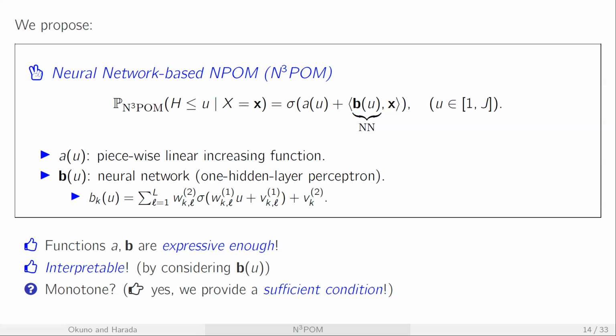In addition, as you can see in this model, the N3POM is interpretable. We consider only the inner product between the coefficient B(u) and the non-transformed covariate x. So we can see which variable in the covariate is important by considering the coefficient B(u). So the problem here is whether the proposed N3POM is monotone or not. And actually, the answer is yes. We provide a sufficient condition to guarantee the monotonicity of the proposed N3POM.